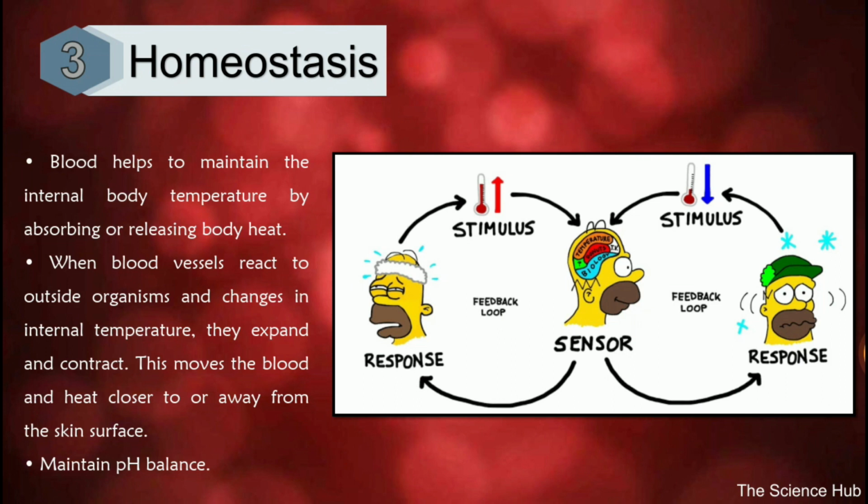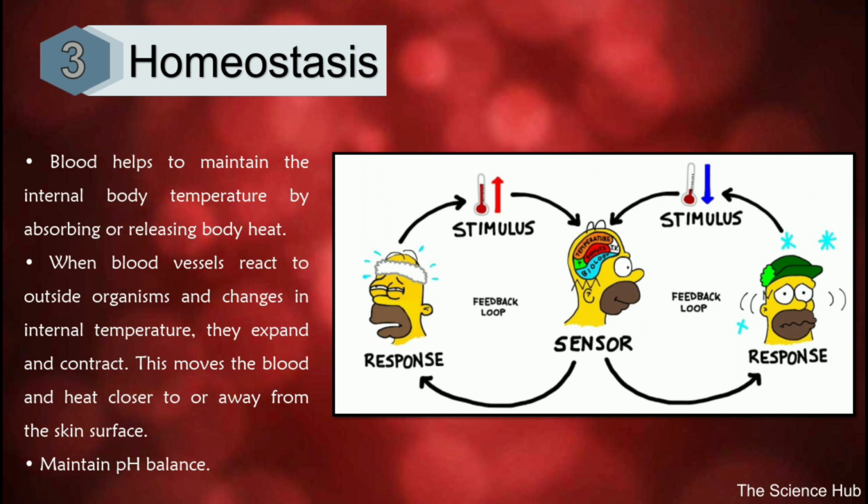The third function of blood is to maintain homeostasis. Homeostasis refers to the tendency of the human body of being in constant equilibrium for stability and better function, and the blood helps to maintain homeostasis. The blood helps to maintain the internal body temperature by absorbing or releasing body heat.